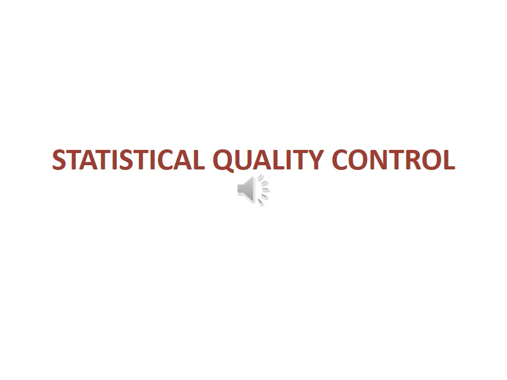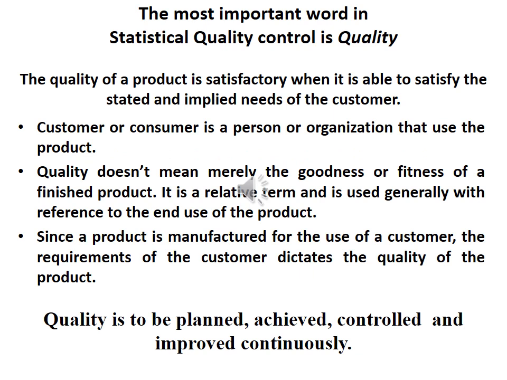Now I am going to present the topic statistical quality control. The most important word in statistical quality control is quality. The quality of your product is satisfactory when it is able to satisfy the stated and implied needs of the customer. The customer or consumer is a person or organization that uses the product.